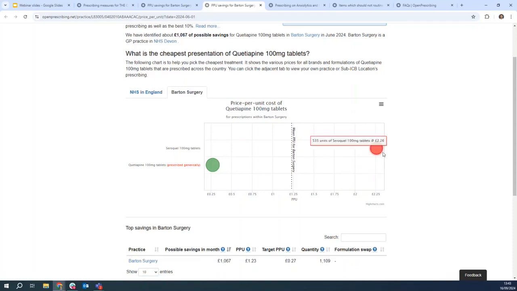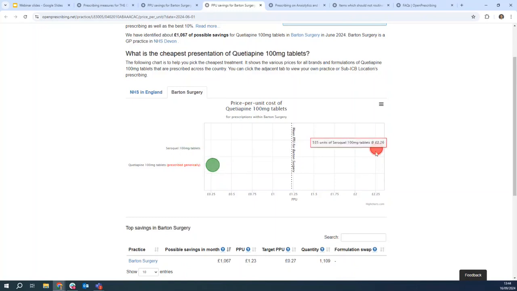So you can see 2 big dots here. So we can see that Barton surgery prescribe quite a lot of the brand originator Seroquel. So 535 units of Seroquel, 100 milligram tablets, and that's £2.26 a tablet. And then some generically prescribed quetiapine, so quetiapine 100 milligram tablets, generically prescribed at 27p a tablet. So you can see there's a pretty big difference in price per tablet there.